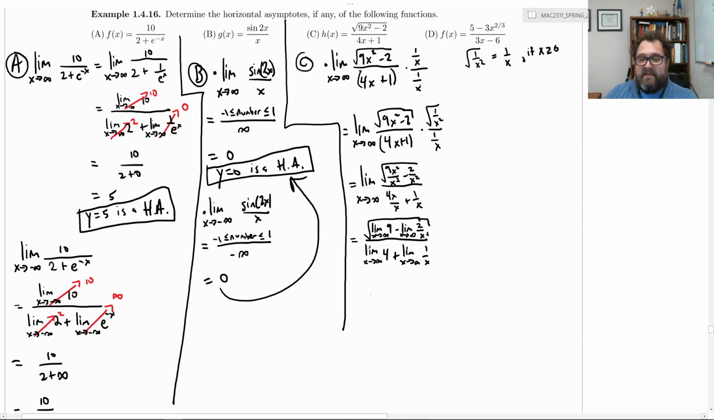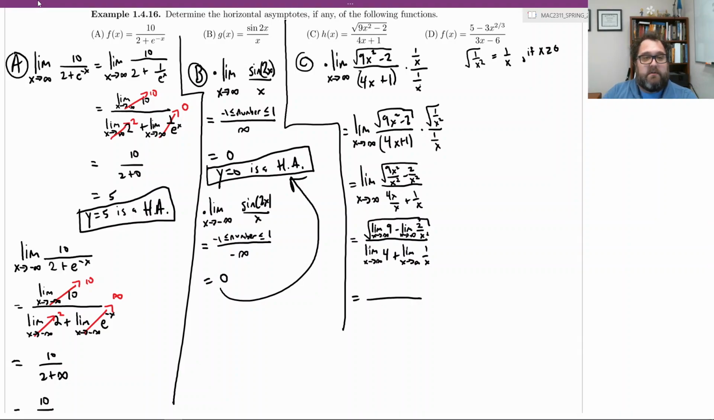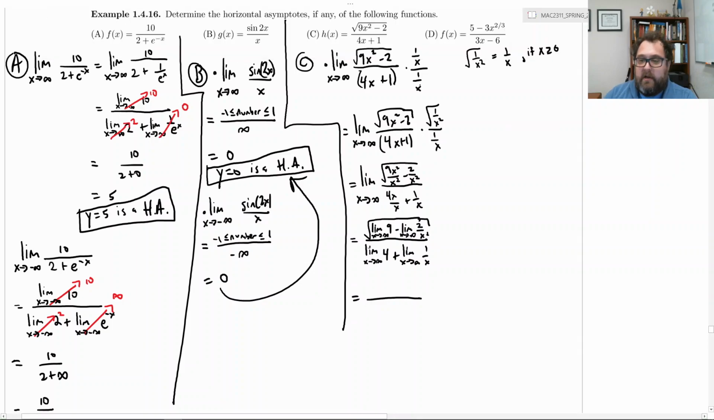And now what can we say about these individual limits? Well, let's do these in a different color. Let's do them in red. Constant. That goes to 9, but make sure it's under the square root. 2 over x squared goes to 0. 1 over x goes to 0. 4 is a constant, goes to 4.